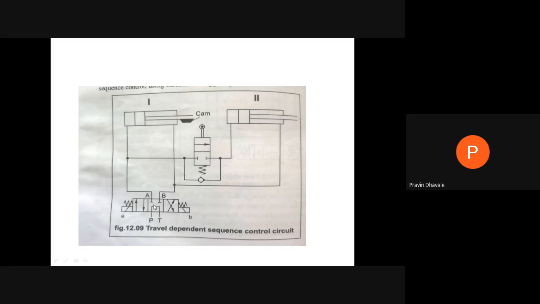Now whatever fluid is coming from this pump will be allowed to flow from this to this, to the left hand side of the piston in the second cylinder. So this second operation will be initiated.